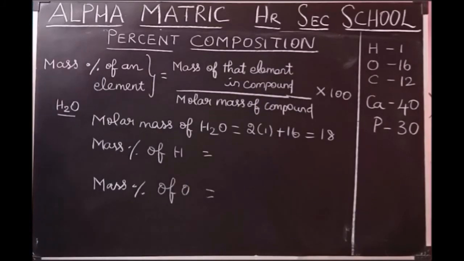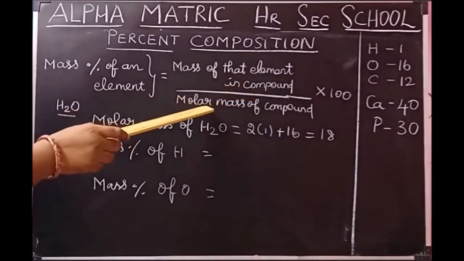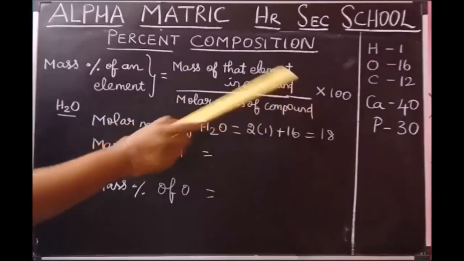So far, we were dealing with the number of entities present in a given substance. But many times, the information regarding the percentage of a particular element present in a compound is required. For that, we are going to find out percentage composition. Here, we are going to find the percentage composition of each individual component present in a compound. This is the formula: mass percentage of an element equals mass of that element in the compound divided by molar mass of the compound, into 100.